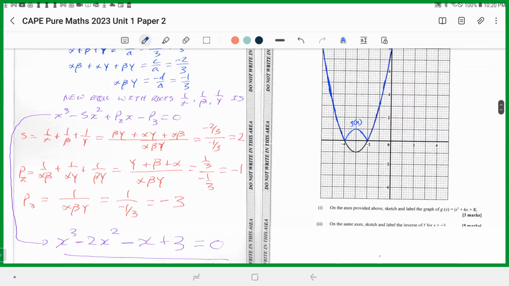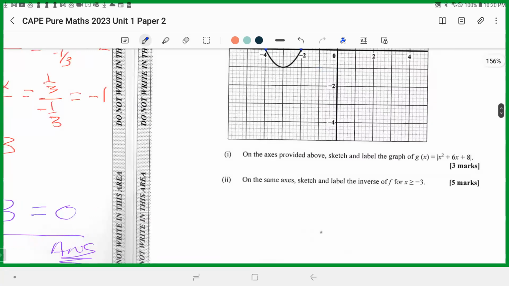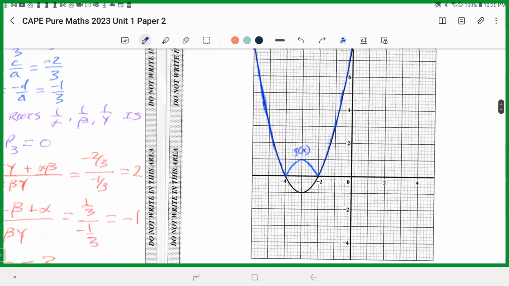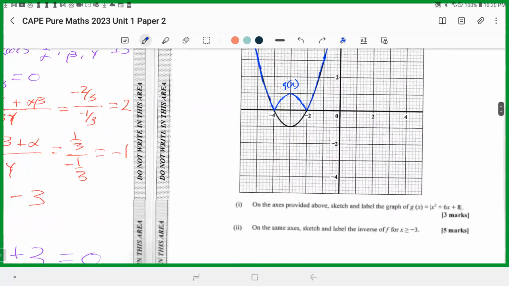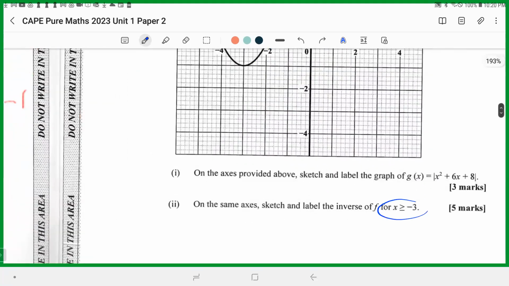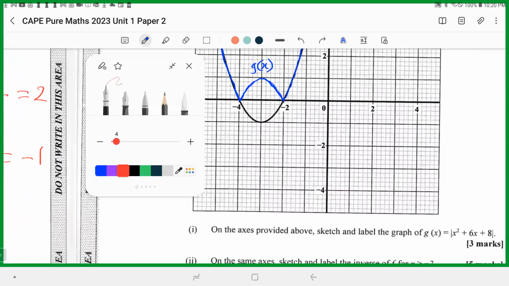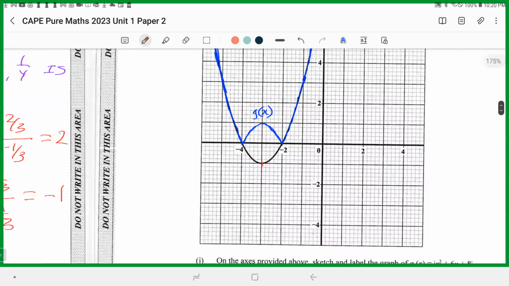The next part now says, on the same axis, again, we have to sketch and label the inverse. And the original function f is many-to-one, so it can't have an inverse. So what they have done here now is restrict the domain right here, x greater than or equal to -3. So -3 right here. It means they're taking this part of the graph, the majority in red. So they're only taking from here onwards, right? From this part of the graph onwards.